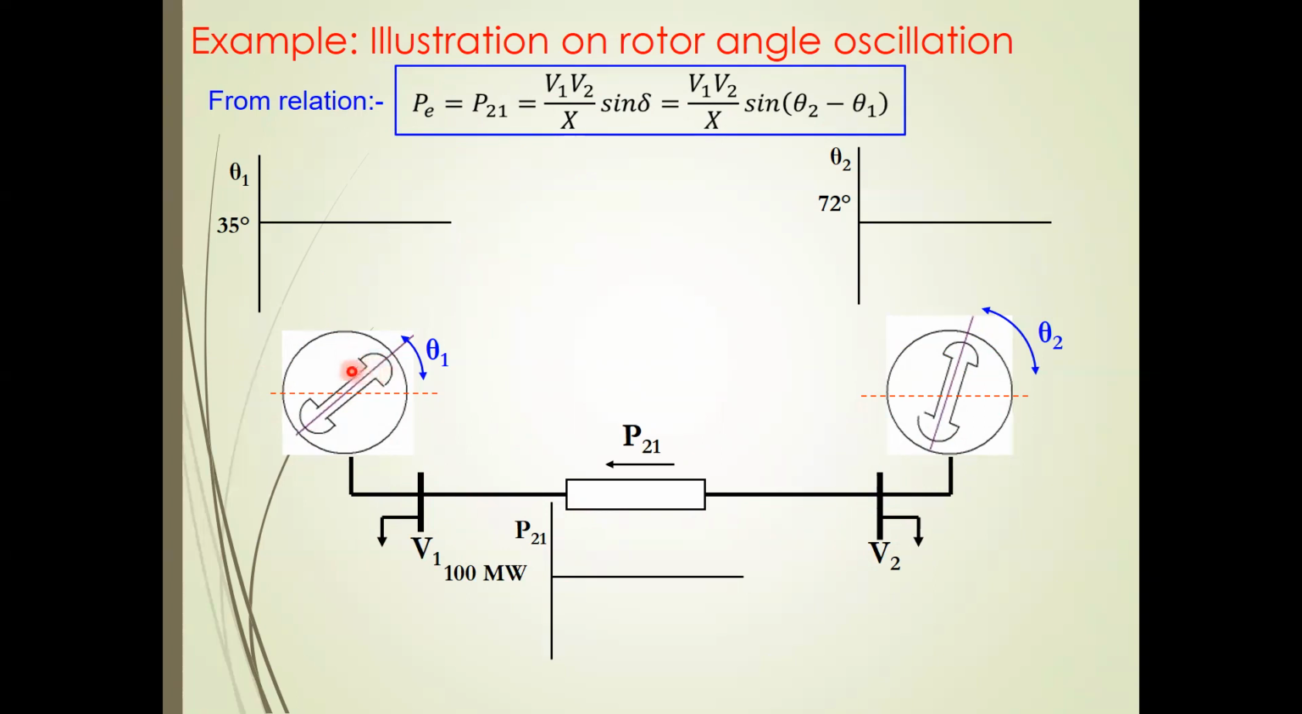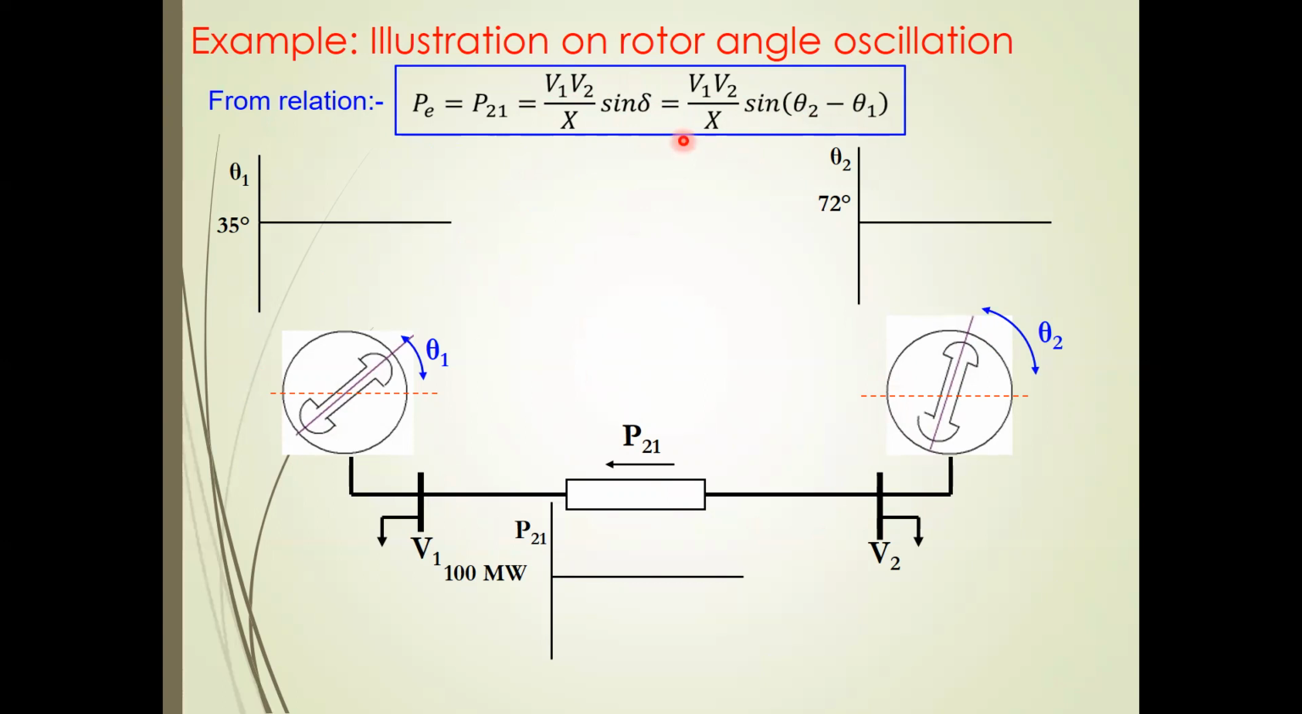We have shown it for salient pole shape generators to be more clear about the angles. It could also be cylindrical shape, it doesn't matter. What you find here is that the initial angle of generator 1 is 35 degrees, and the initial angle of generator 2 is 72 degrees. And the equation for the power flow between the two buses is this one. It is written as the product of the voltage magnitudes at the two ends and a sine function of delta, which is the rotor angle. It is actually the difference of the two angles at the two ends, and this is the reactance of the line.